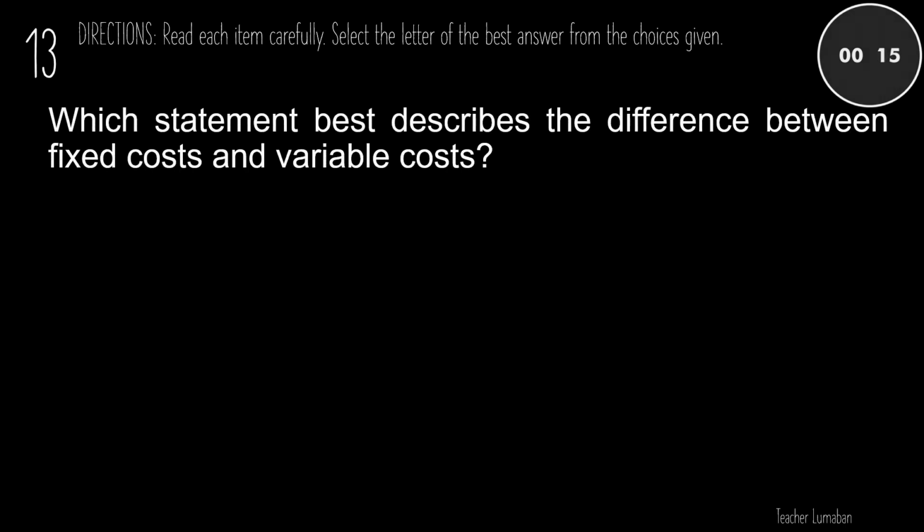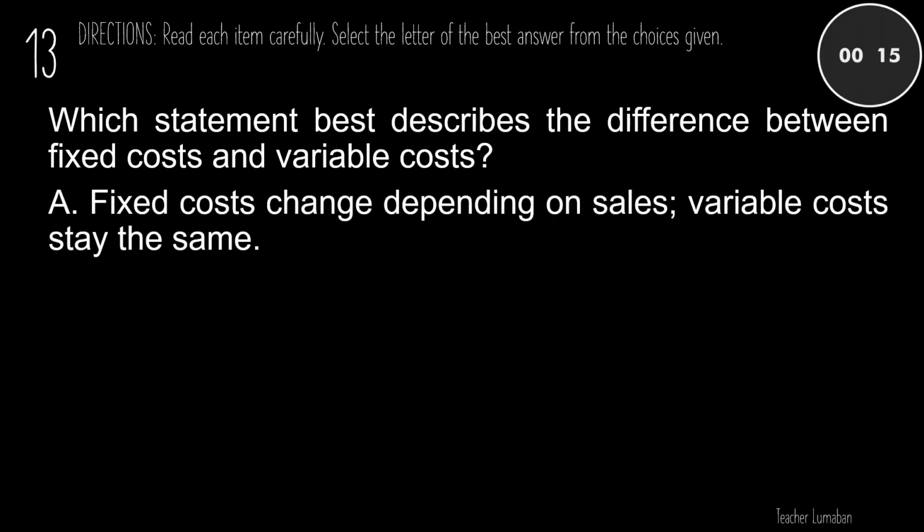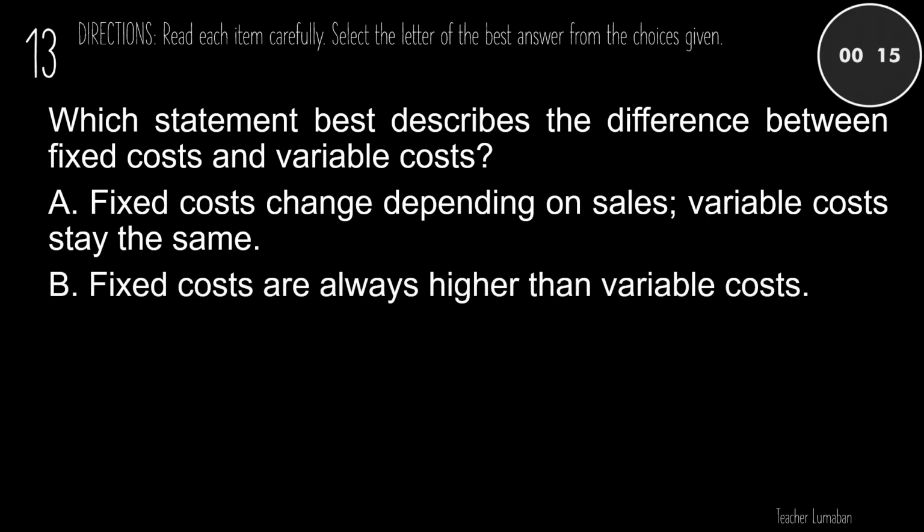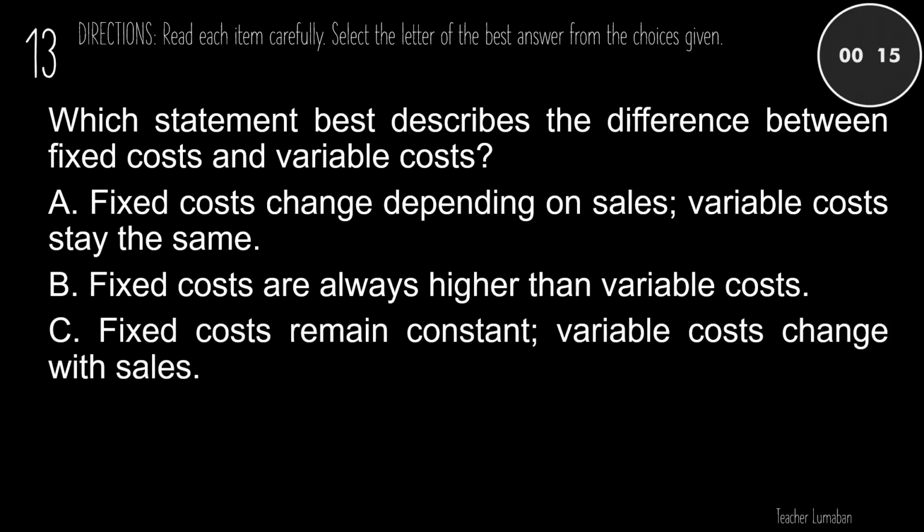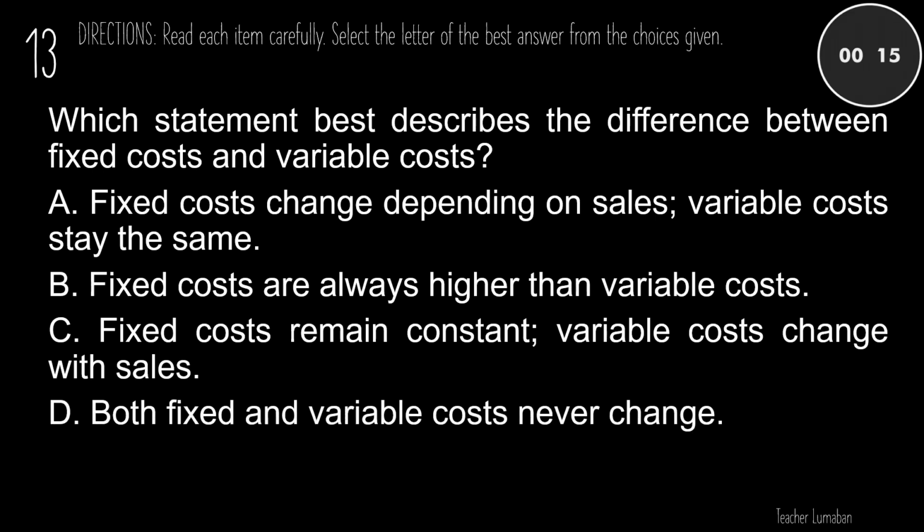Which statement best describes the difference between fixed costs and variable costs? A. Fixed costs change depending on sales, variable costs stay the same. B. Fixed costs are always higher than variable costs. C. Fixed costs remain constant, variable costs change with sales. D. Both fixed and variable costs never change.